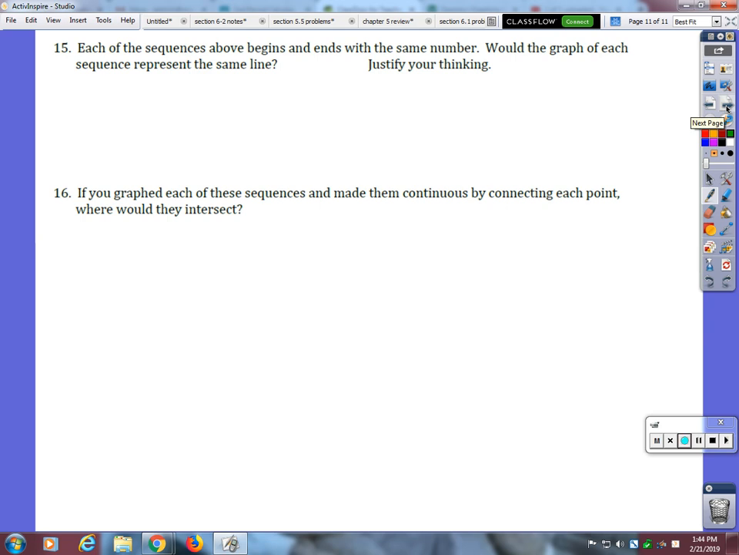Okay, so it says each of the sequences above begins and ends with the same numbers. Would the graph of each sequence represent the same line? No, because they have different slopes. Good. Excellent. So the one is going down by 2, and the other one is going down by 4. Okay, and different y-intercepts too. No, not the same line.